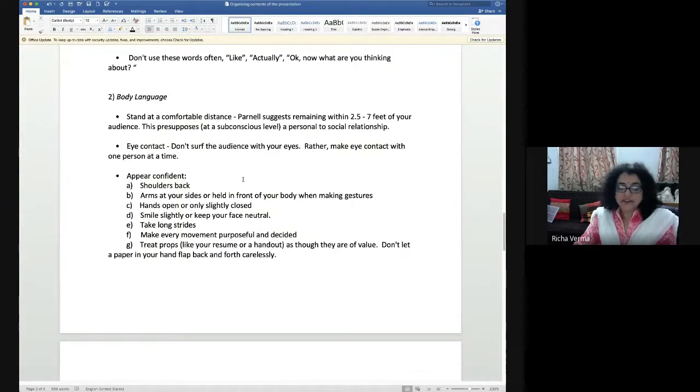So whenever we are speaking, we have to have a comfortable distance. Okay, so it is more appropriate now due to COVID reasons. Also, we have to maintain social distance while we are speaking. So now it is used for such purposes also. So stand at a comfortable distance. That means 2.5 to 7 feet if you are having an audience.